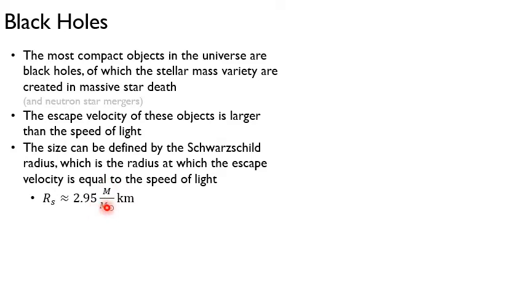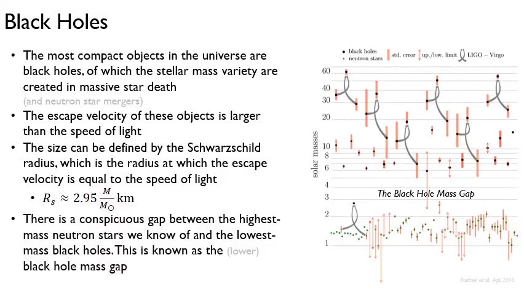So for instance, if I have a 1 solar mass black hole, then the Schwarzschild radius is around 3 kilometers, 2.95 kilometers. If I had a 30 solar mass black hole, then you'd be at around 90 kilometers for your Schwarzschild radius. When we look at the mass distribution of black holes, there's an interesting gap in that distribution between the masses of black holes that we observe and the masses of neutron stars.